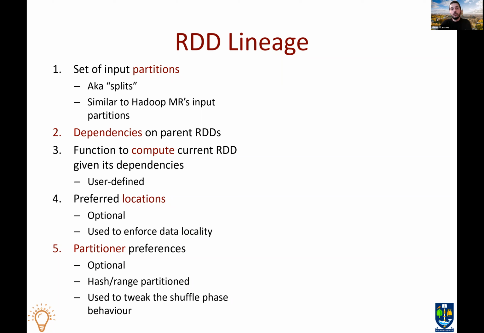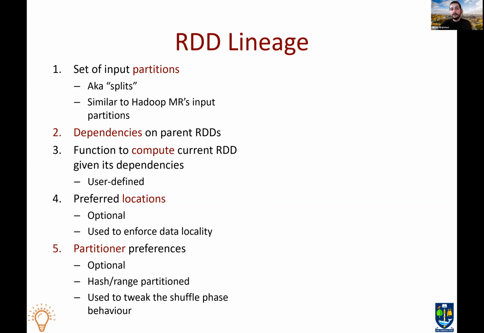There are two more optional things that you can define here. One is preferred locations, and you can use this to enforce data locality. You can actually tell an RDD that I want you to have locality of X. Okay, I want you to always be executed on the same node where the data lives, or things like that. This is optional. You may or may not do it, and it may or may not be able to be enforced. But there's also a partitioner preference.